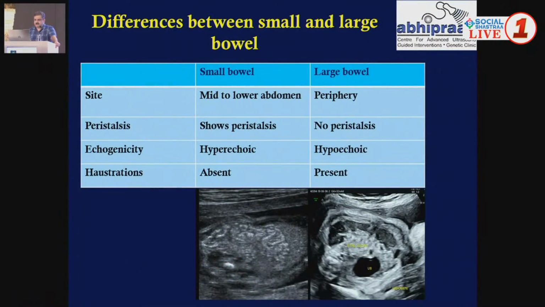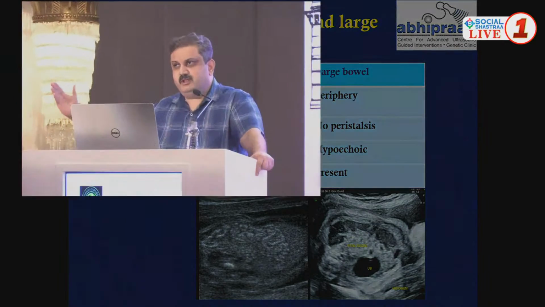So the difference is stark. You cannot ever confuse, provided you know the anatomy. The small bowel is centrally placed, is more echogenic, will show peristalsis and will never have haustra, whereas the large bowel is peripheral. It is tubular, it doesn't show peristalsis. The appearance changes from hypoechoic initially to more and more echogenic as it comes towards term, and towards term you will always find the haustrations very well.